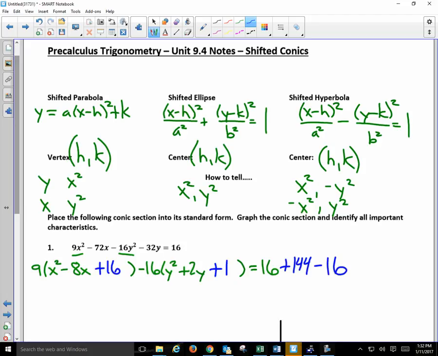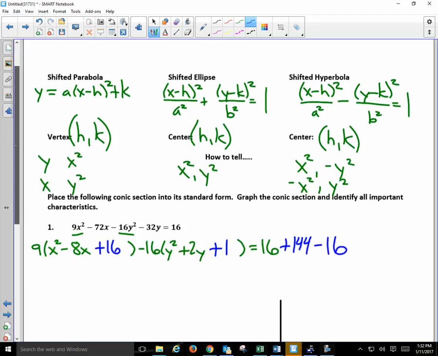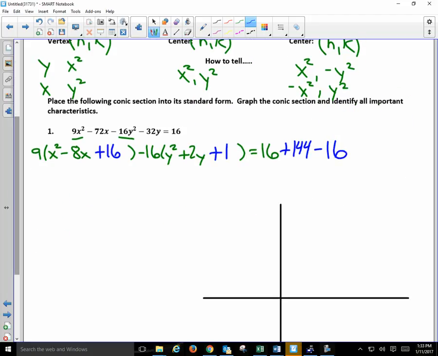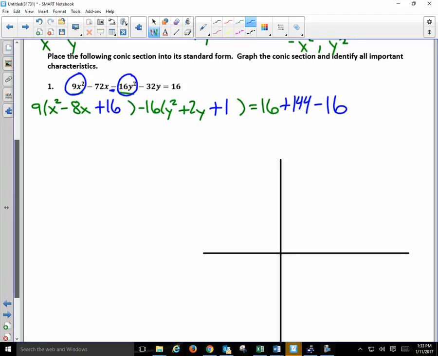We start our shifted conic section notes. We're talking about differences between parabolas, ellipses, and hyperbolas. We knew that this was a hyperbola because both the x and the y were squared, and one of them was negative. We've now completed the square, so this breaks down to 9 times x minus 4, quantity squared, minus 16 times y plus 1, quantity squared, is equal to... nope, it's going to be y plus 1.